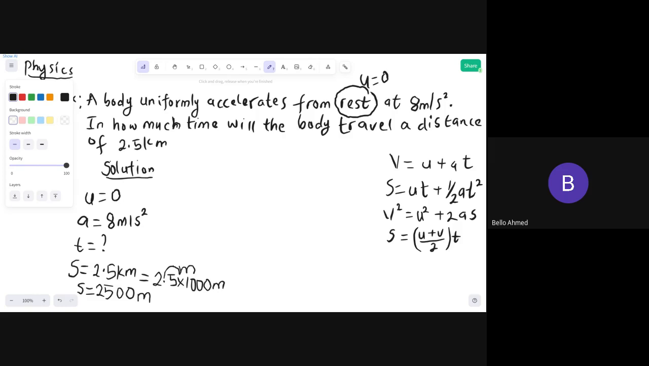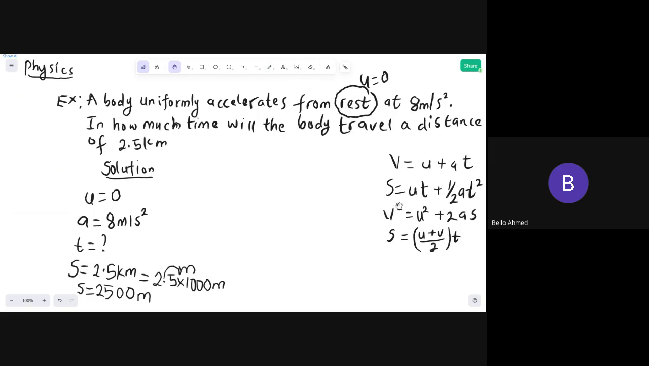Then the next thing you're going to do is check the equation of motion to use. Check the equation that has all your parameters, and substitute. Now, the first equation does not have distance, and I have distance in my parameters. So I'm not going to use it because it does not have distance, right? Good. What about the second equation?